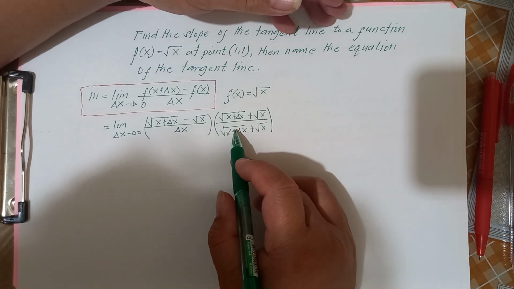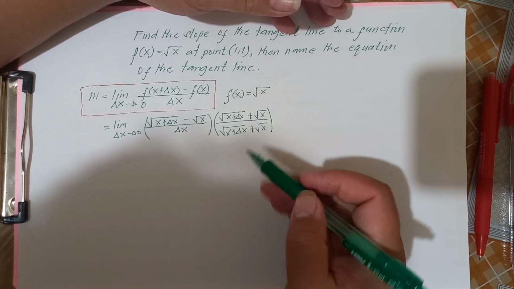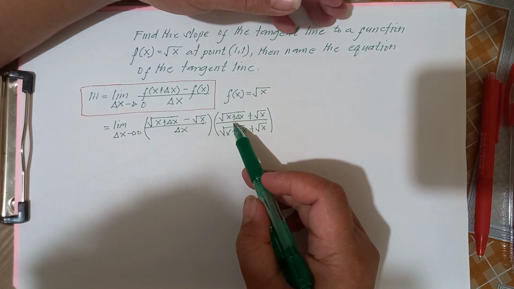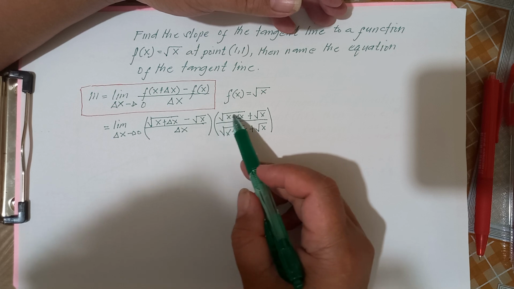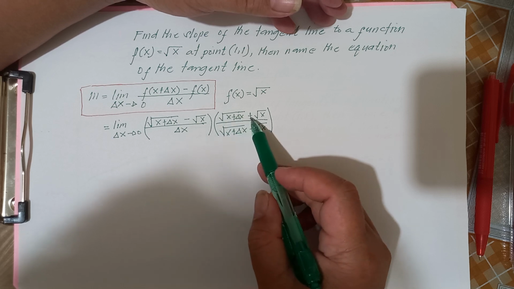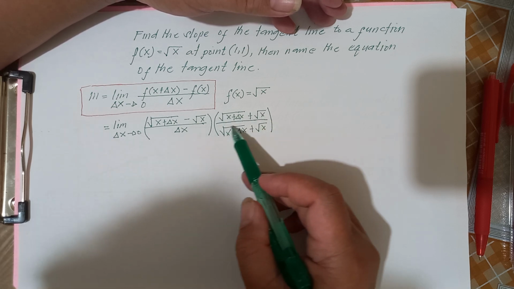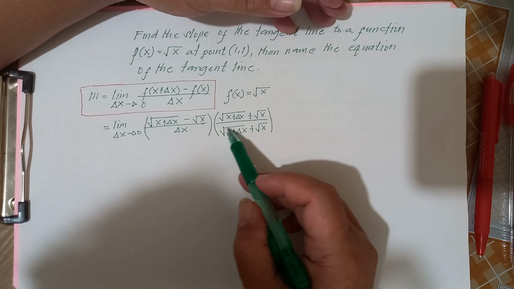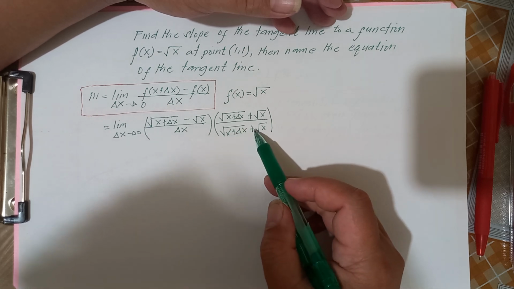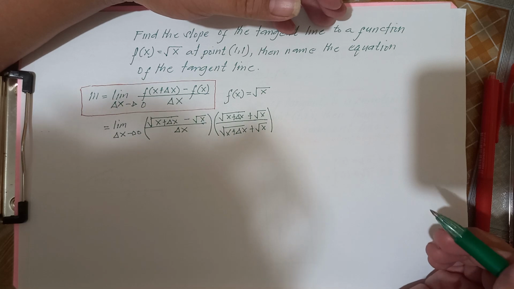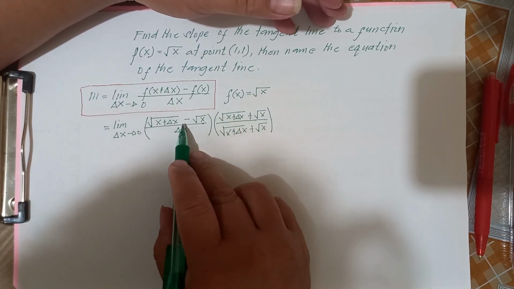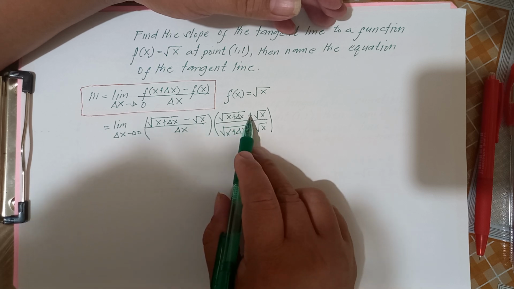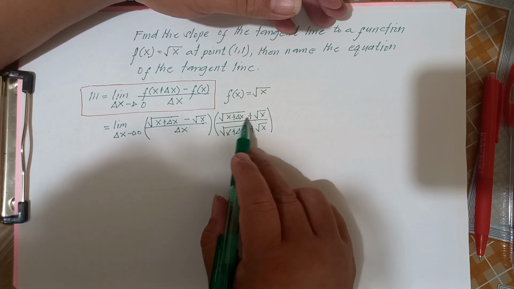Or notice, when we rationalize, our multiplier is 1, but our 1 is defined to be the quotient of the square root of x plus change of x plus the square root of x over the same square root of x plus change of x plus the square root of x. Now notice that we have in here the difference, the product of the difference of two binomials.